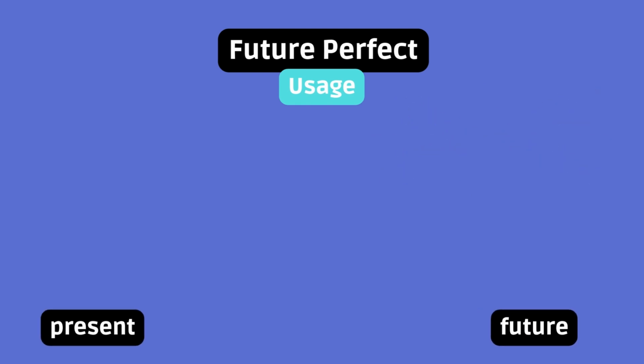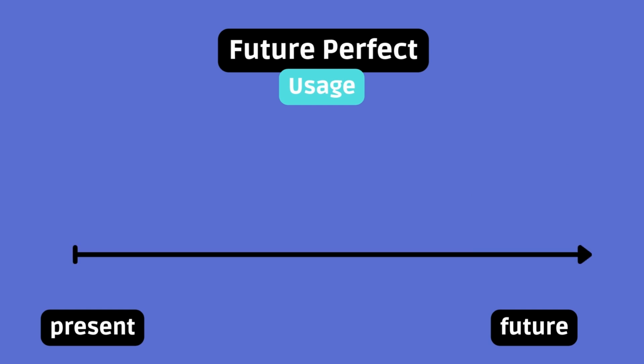Usage. Now that we know how to form the future perfect, let's focus on when we should use it. It might sound nonsensical, but this tense represents the past of the future. Just hear me out. The future perfect describes an action or event taking place in the future, but before another action or event. So it's used for an action taking place in the future, and we expect it to be done before a point in the future or before another action.